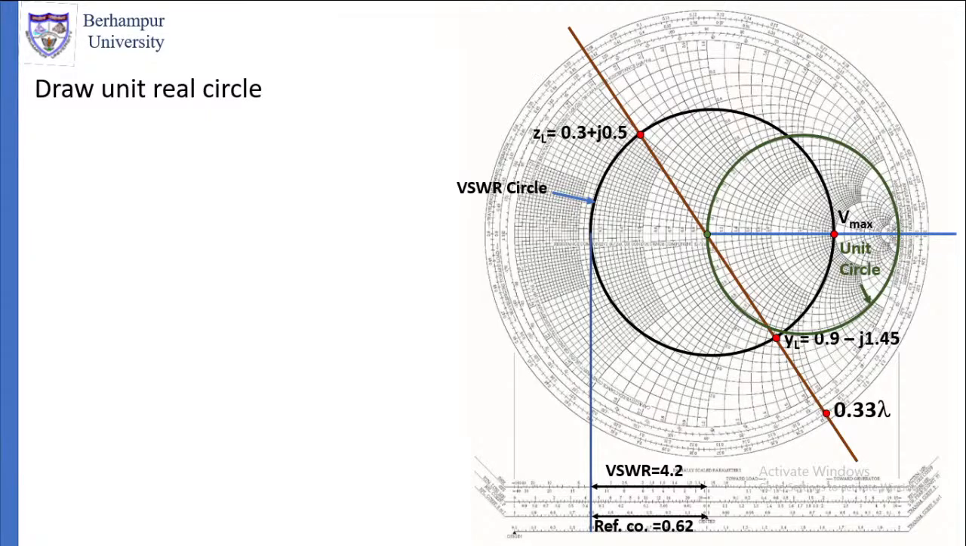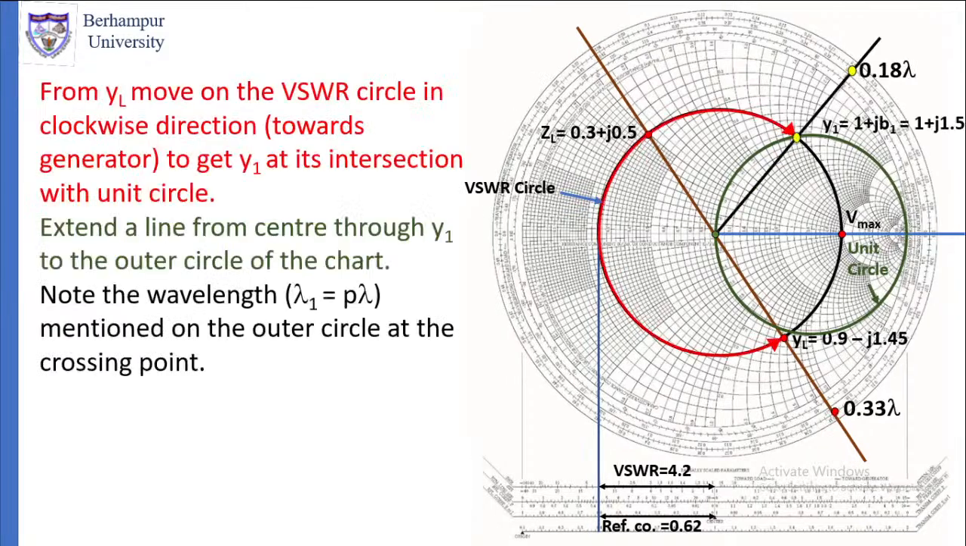Okay, now that you have drawn the unit circle, let us move to the next point. Find out the points where the unit circle is crossed by the VSWR circle. Those two points are shown here by the red marks. So from point YL, move on the Smith chart, on the VSWR circle, in clockwise direction towards the generator to get Y1 at its intersection with the unit circle.